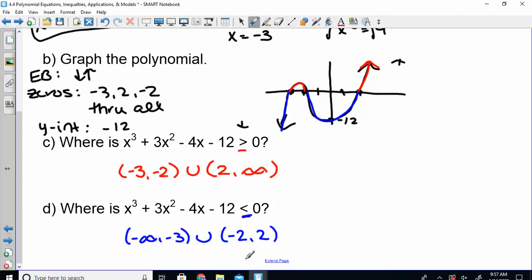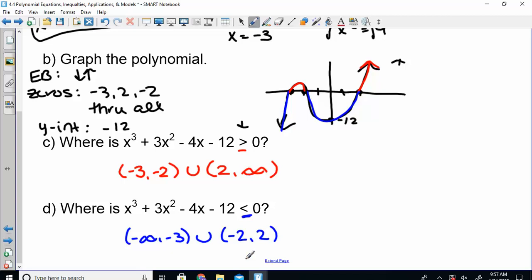So if you have a graph, you can answer where it's greater than or less than 0 just by looking at where it's above or below the axis. If I put equal to on that, what would change? If I said greater than or equal to 0, you get brackets.